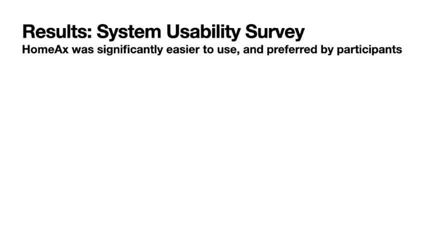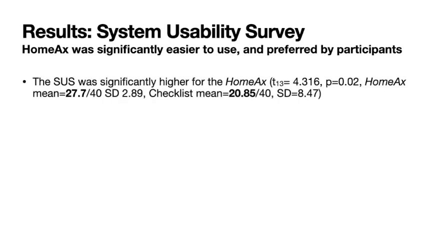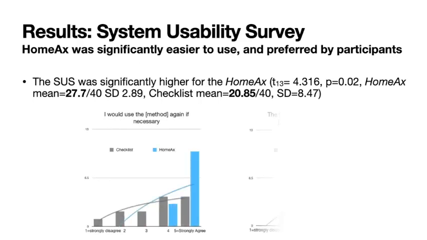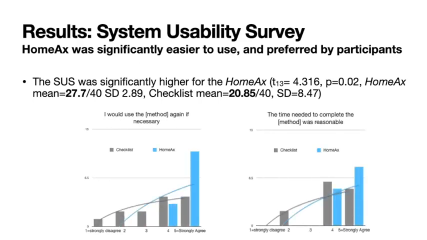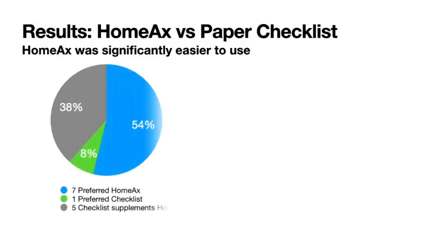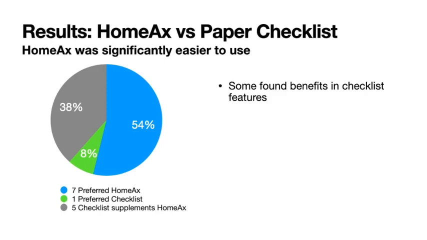Through SUS, we found that participants rated our application significantly higher than traditional pen and paper checklists. This indicates the strength of our application and the value in digitalizing the traditional pen and paper checklist through user-centered design. We also found that the majority of the participants preferred the application over traditional pen and paper checklists. Although participants generally found the application easy to use, they also felt that the checklists were more comprehensive than the application and suggested that both tools can possibly complement each other.